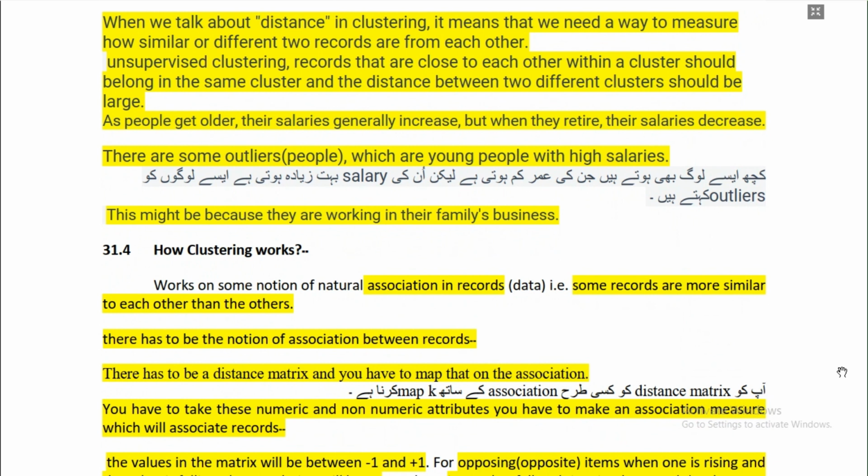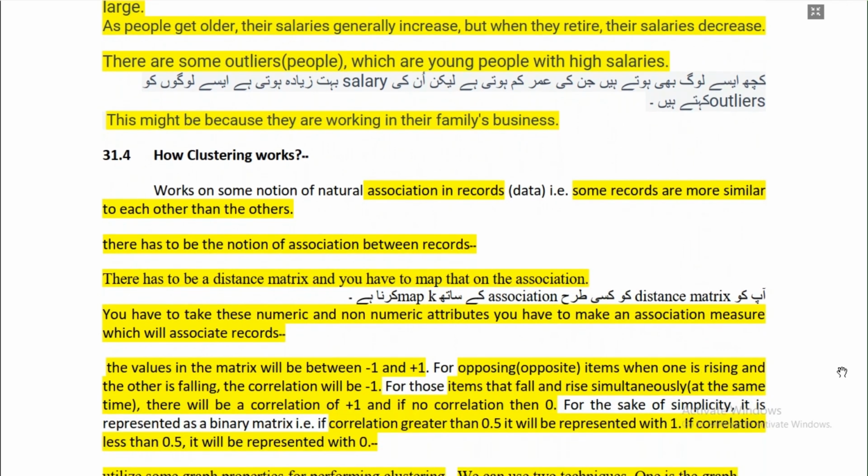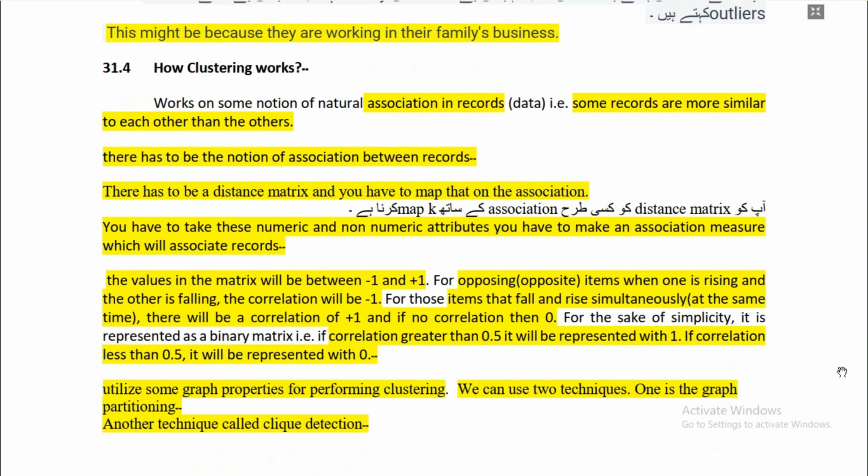31.4 How clustering works: it relies on some notion of natural association in records, i.e. some records are more similar to each other than others. There has to be a notion of association between records. There has to be a distance matrix, and you have to map it onto the association. You have to take these numeric and non-numeric attributes and make an association measure which will associate records.